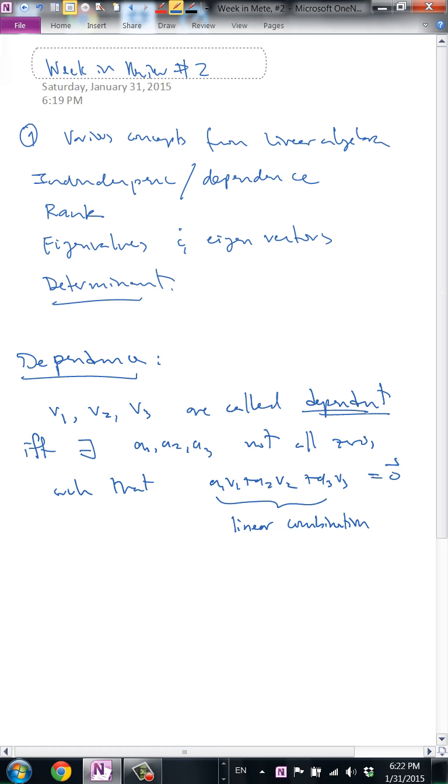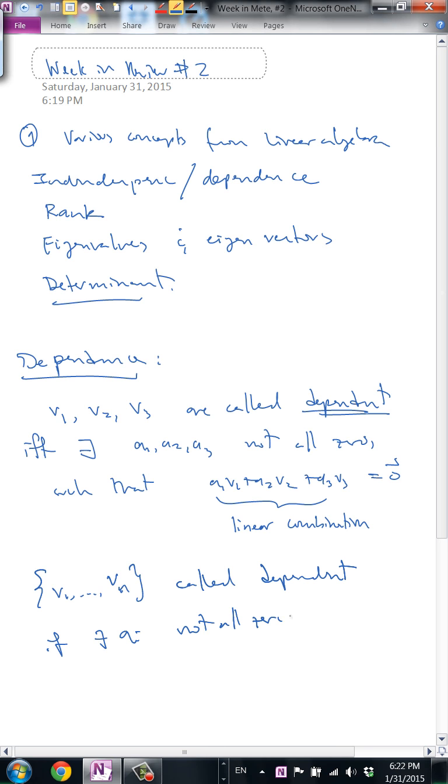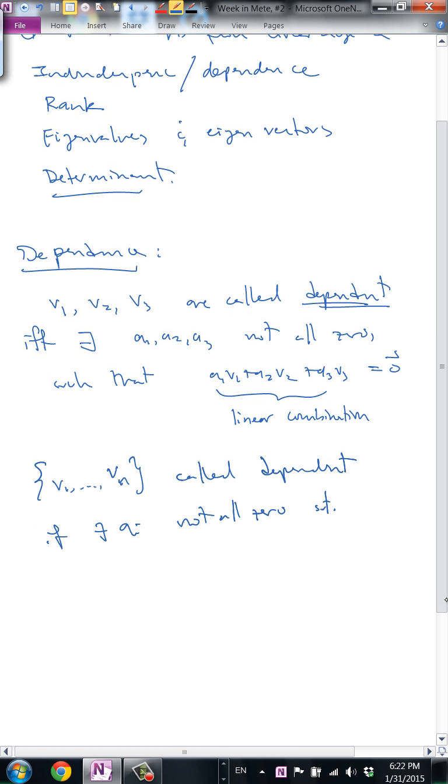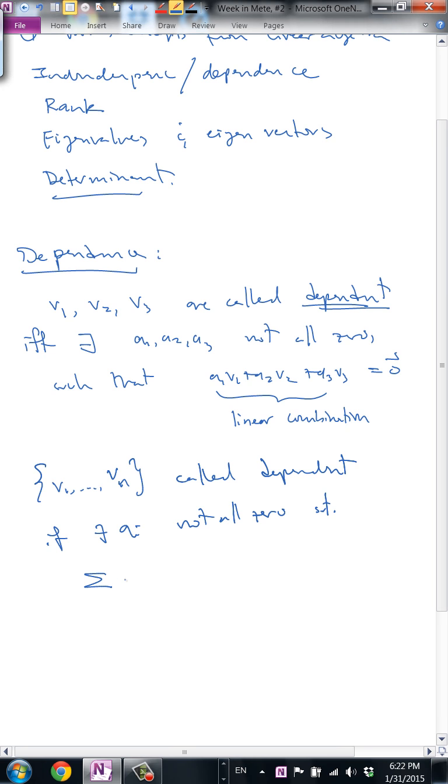So this is what dependent means, and again, of course, it extends to a more general number of vectors. So again, v1 to vn are called dependent if there exist coefficients ai, not all 0, such that the sum of ai vi is equal to the 0 vector.